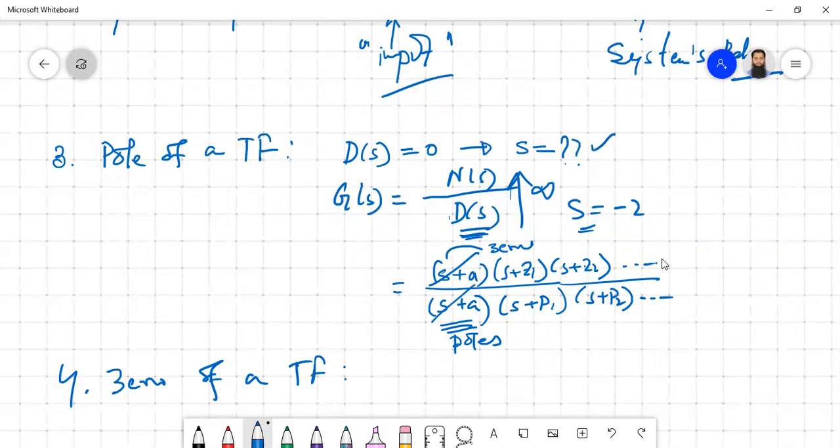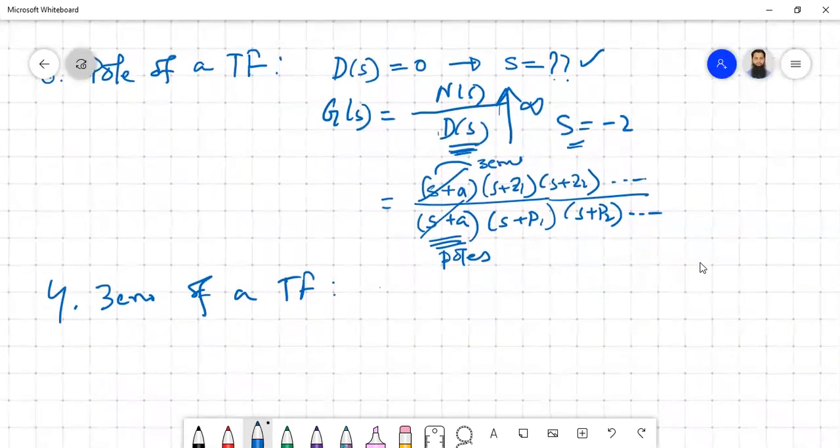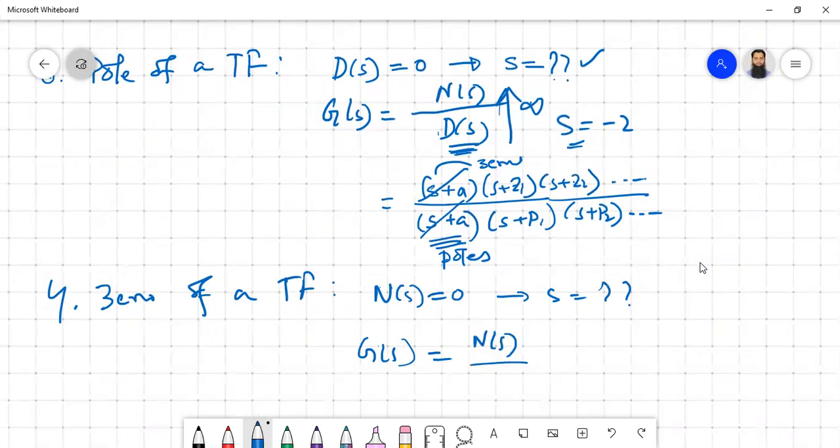The definition is mathematically whatever the roots of the numerator are, that will be the value of s, that will be your zero of the system. Or in terms of G(s), if N(s) becomes zero, then what we are going to get is that your system output will be zero.